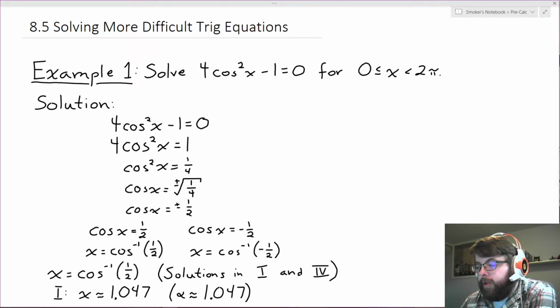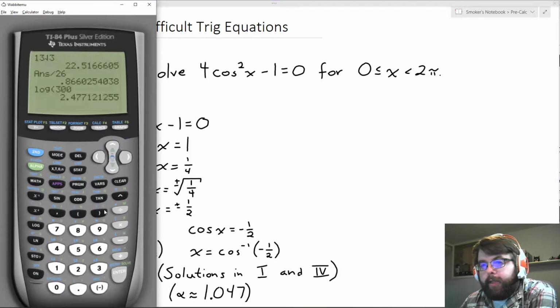Let me go ahead and do this in the calculator. Clear that. Mode is not in radian. We are in radian; we're doing a radian problem here. Quit out. I'm doing second cosine, for cosine inverse, of 1 divided by 2. We get 1.047. That's a radian angle measure.